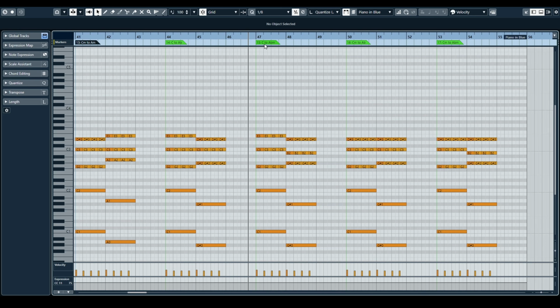And then C major to A flat minor. C minor to A flat major. And then the last one, C minor to A flat minor.